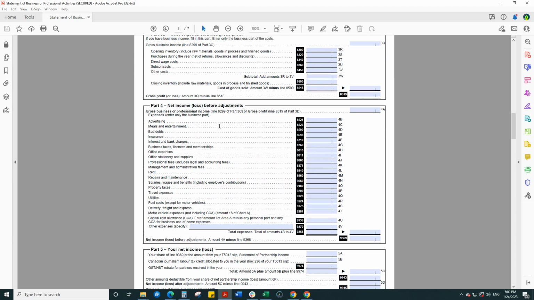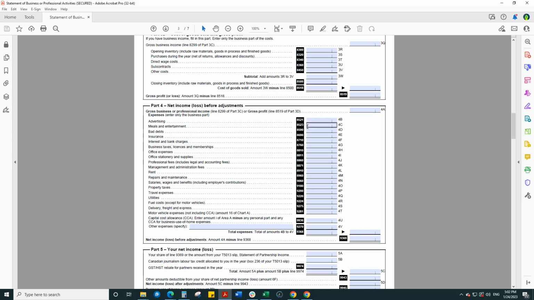And then next you're going to enter all of your different expenses. So there could be more than what's here, and those would go under the other category. But these are going to be most of your common expenses. So just make sure you're entering them in the right line.